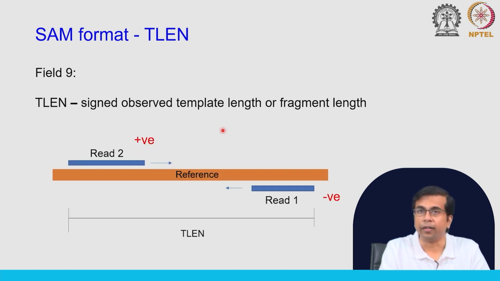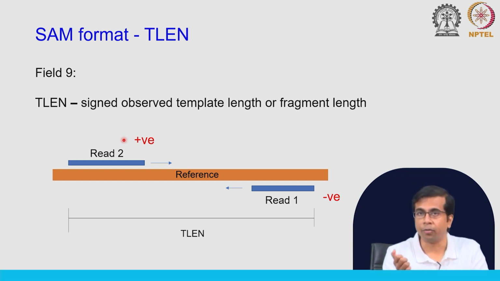So, this figure illustrates how you generate this plus sign and minus sign. Read 2 in this case is upstream of read 1, so this is the leftmost segment. So, this gets a positive sign for TLEN. If, let us say, TLEN is 300, then for read 2 in the TLEN field you will have plus 300, or simply 300, you do not say plus 300. For read 1 in the TLEN field you will get minus 300.